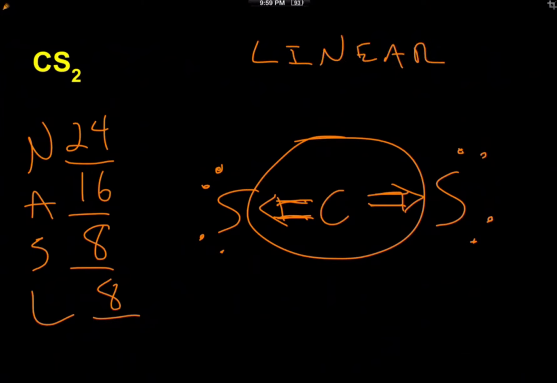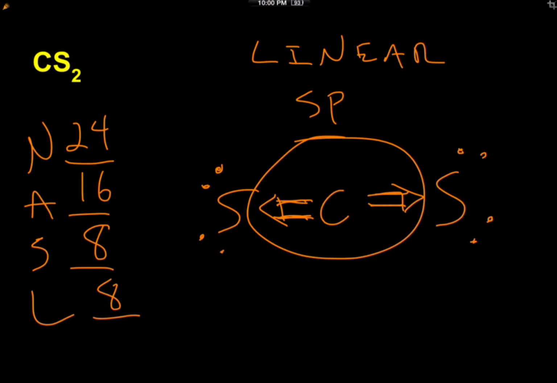The hybridization here is sp, and since there's only 2 bonds, number of bonds minus 1 is 1. We don't need to write the 1 as a superscript because it's implied. We wouldn't put the p there if it wasn't p1, just like we wouldn't put the s there if it wasn't s1.